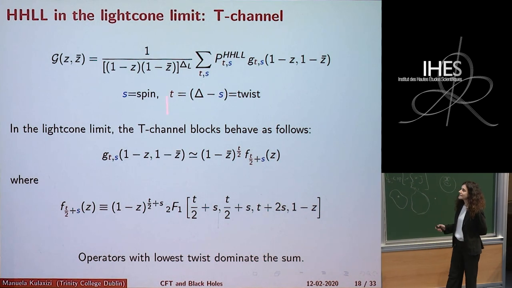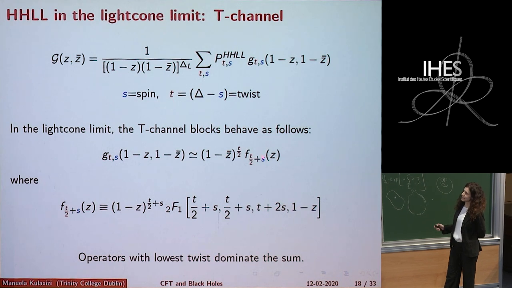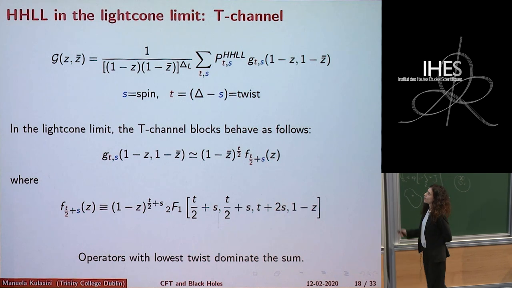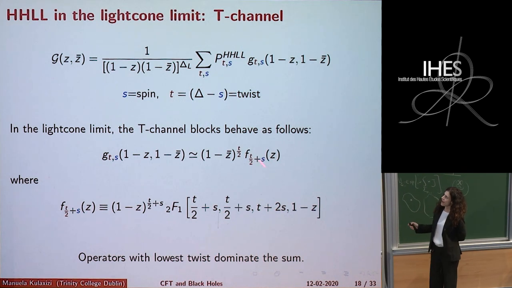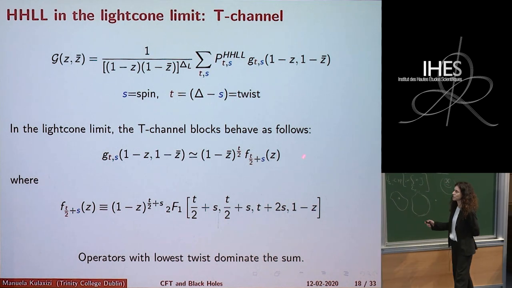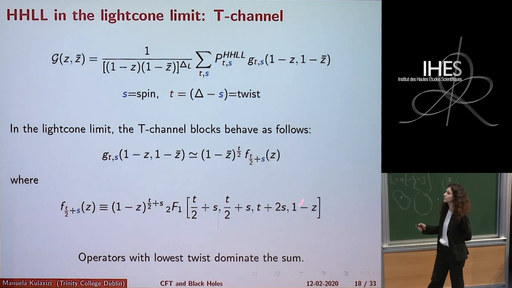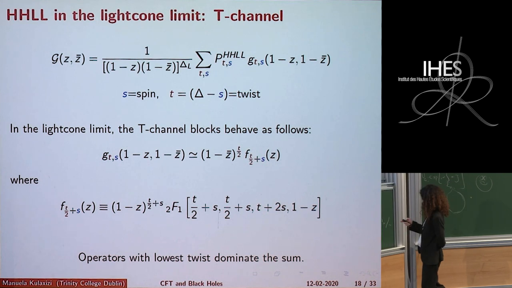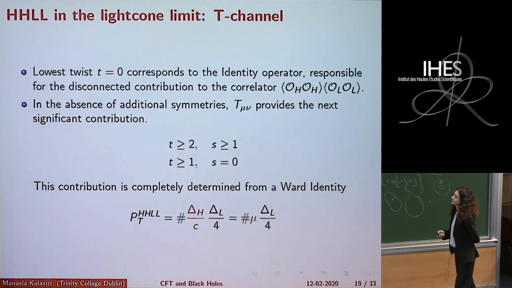This leading term basically tells us that the most important contribution to this infinite sum for the correlation function comes from operators of the smallest twist. Also note here that f is basically something like a product of a hypergeometric function that depends on twist and spin, because we are going to see a lot of this f function later.